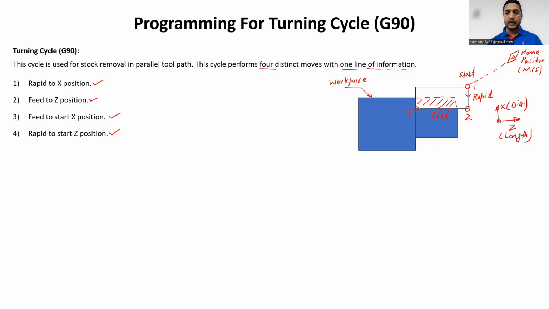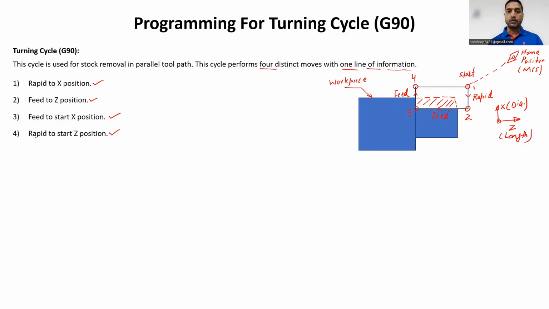Now, after that, we are moving from point number 3 to 4, again with some feed. Why? Because we do not want our cutting tool to break the edge of this workpiece, because that will lead to the part being rejected. So in order to keep the part safe, we will provide some feed to the cutting tool when moving from point number 3 to 4. So this is feed to start X position, the start X position diameter value. This is the meaning of the third line.